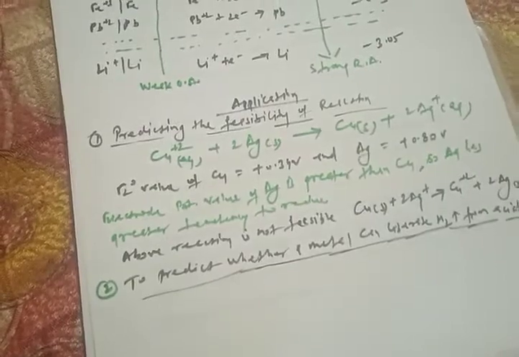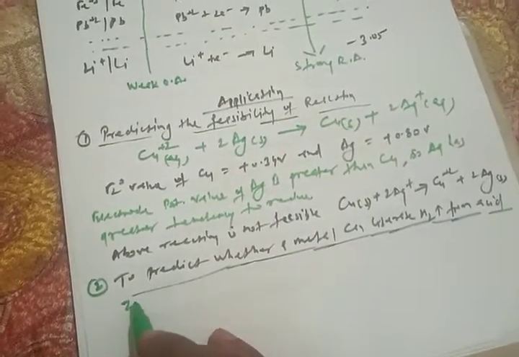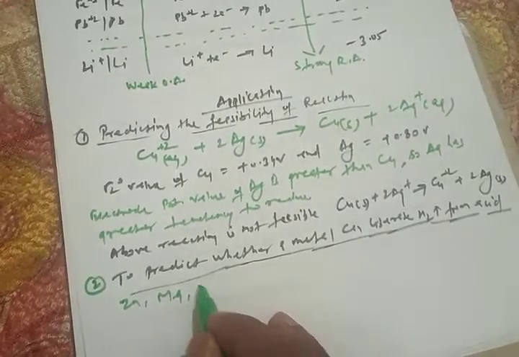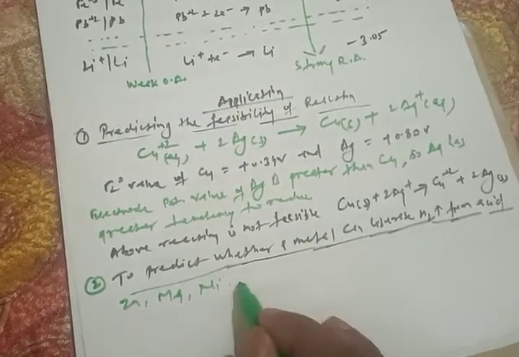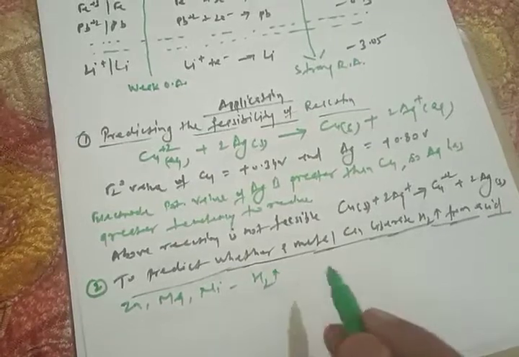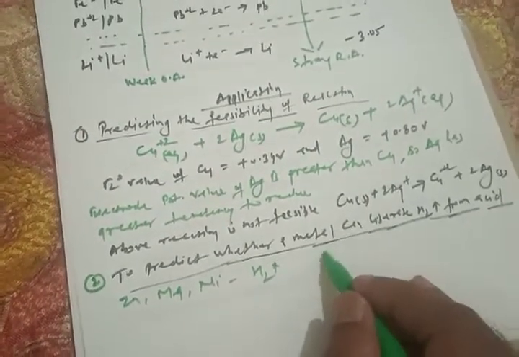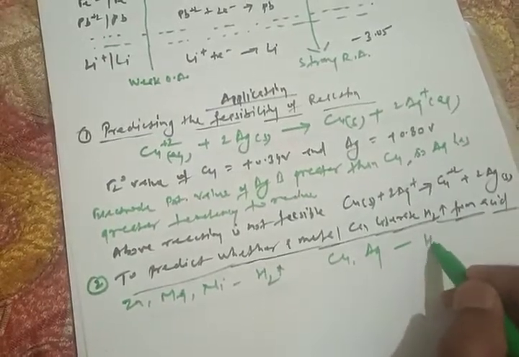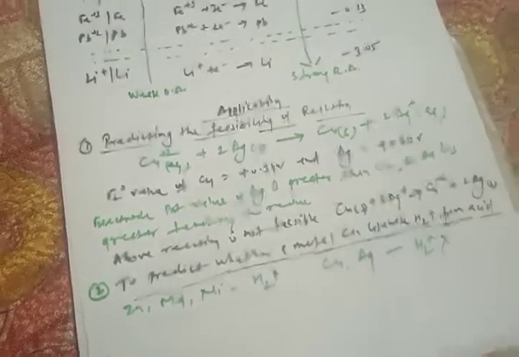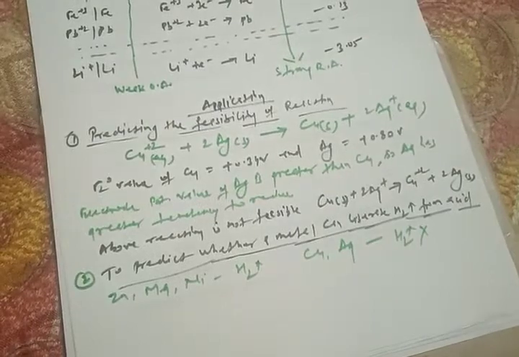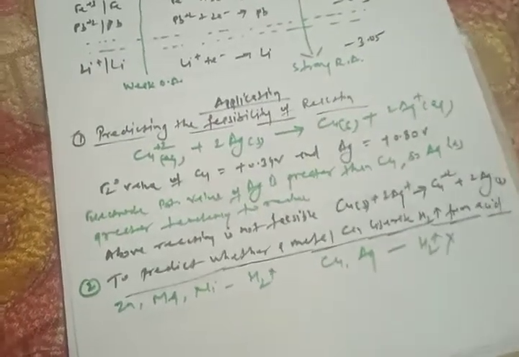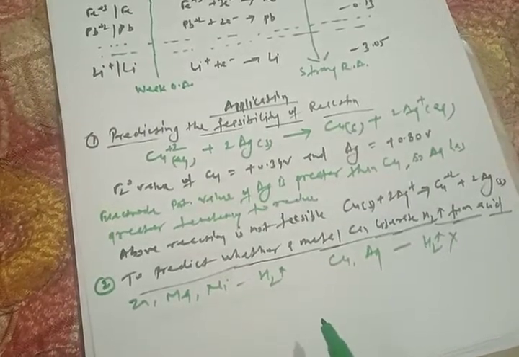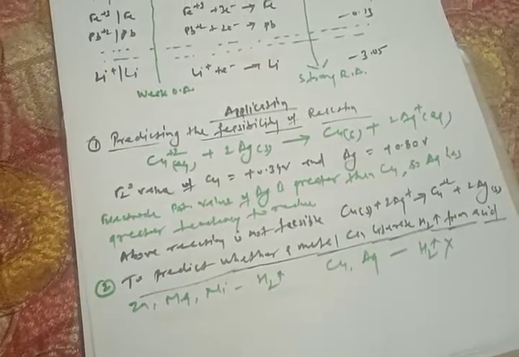As we all know, there are several metals like zinc, magnesium, and nickel. These are metals which can easily liberate hydrogen. But what about copper and silver? In this case hydrogen liberation is not possible. So what is the reason actually? The reason is very clear. Only those metals can liberate hydrogen from the acid which have a negative value of reduction potential.